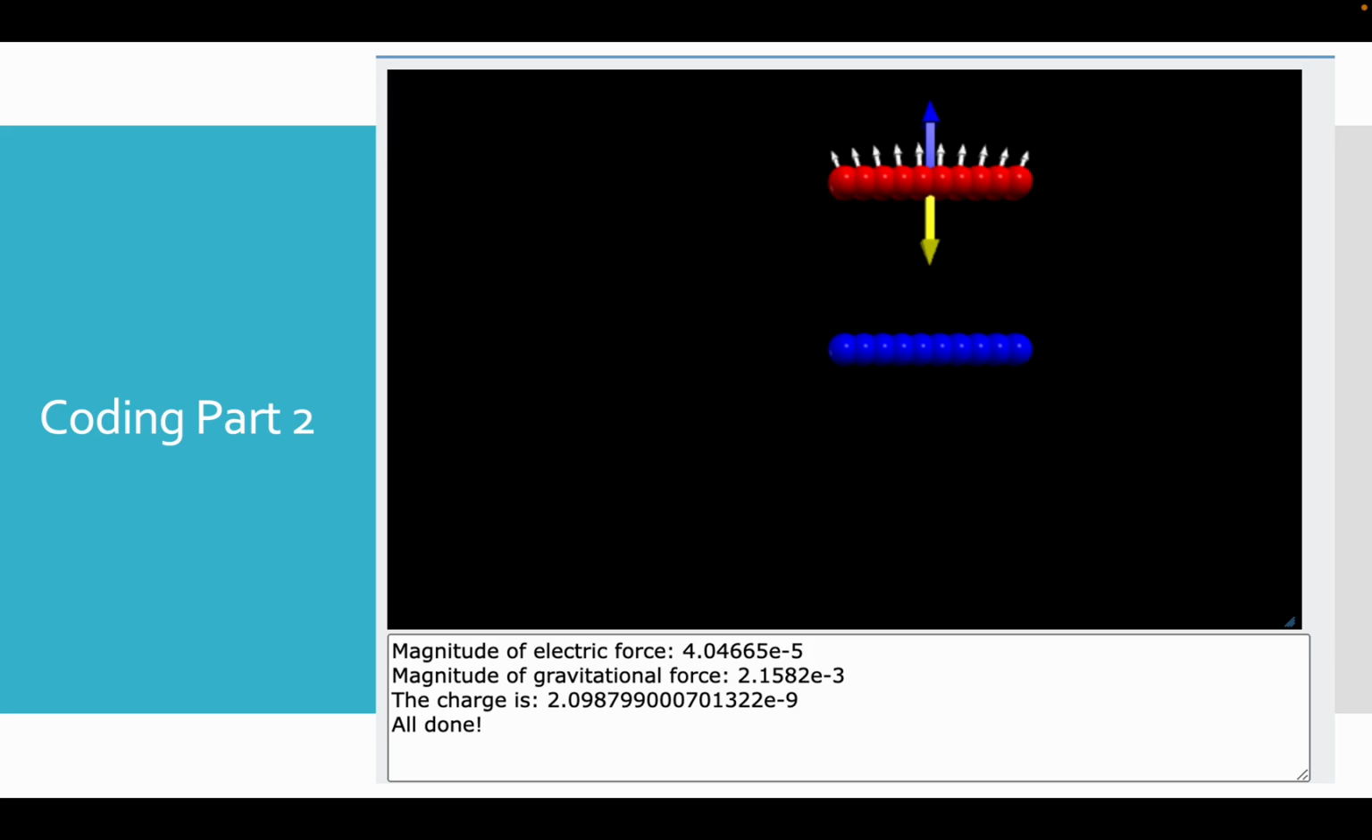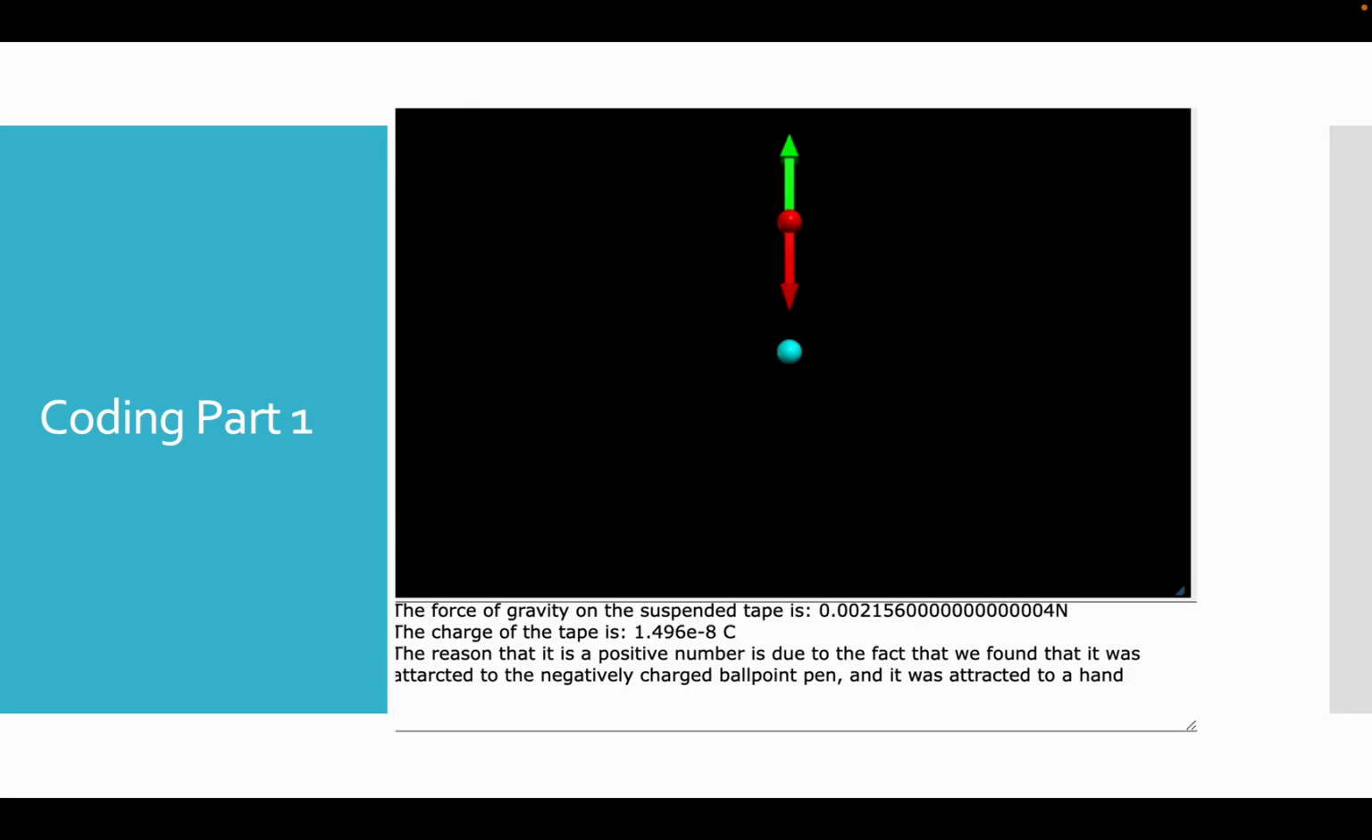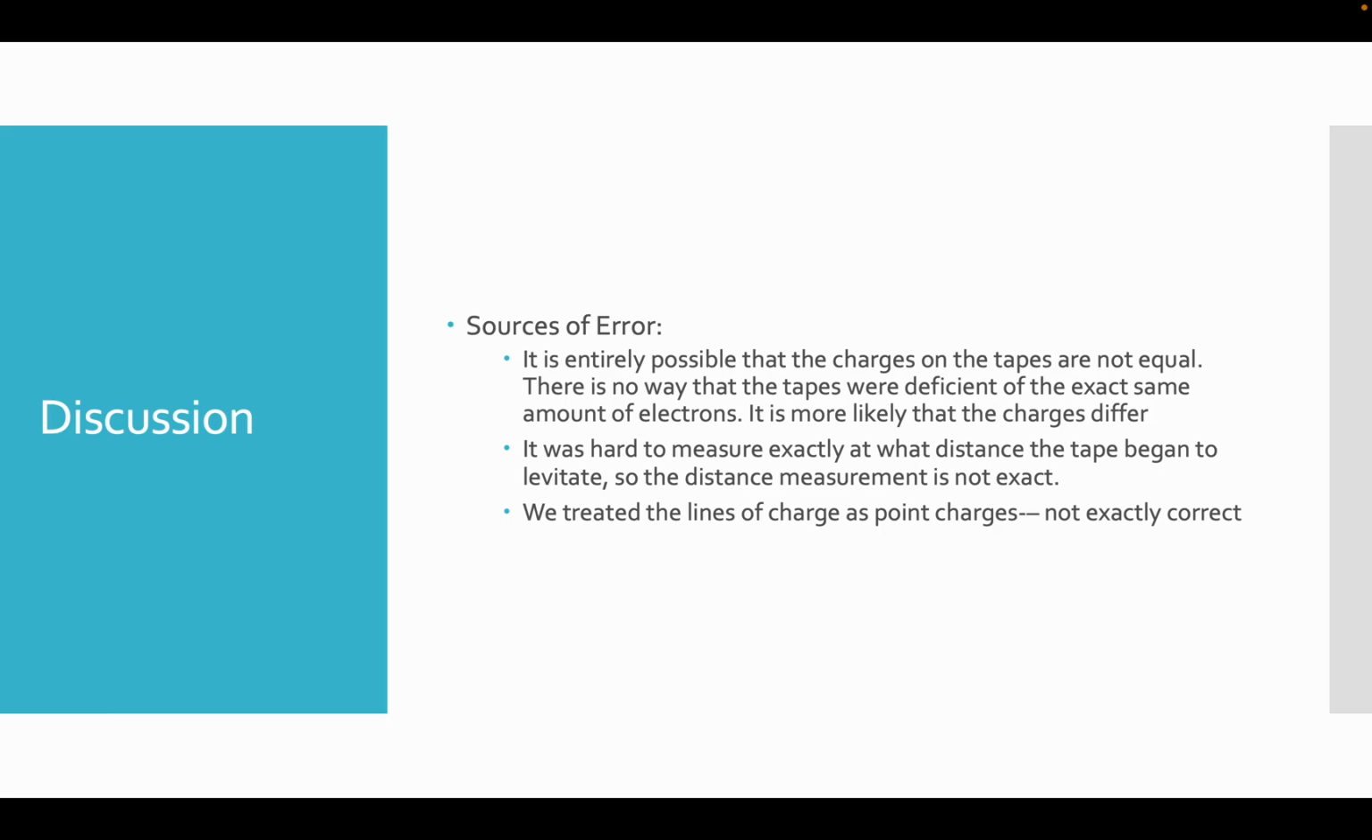And we also found the charge to be different. It's like 2.1 e to the negative 9 coulombs. That is much different than our previous value of 1.5 e to the negative 8 coulombs. And there's something to be said about this later in the what if and the why. So a couple sources of error: the charges on the tapes are definitely not equal. It's more than likely not. There were a different number of electrons ripped off.